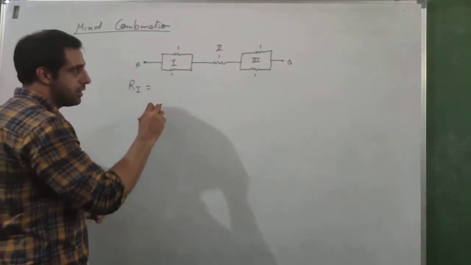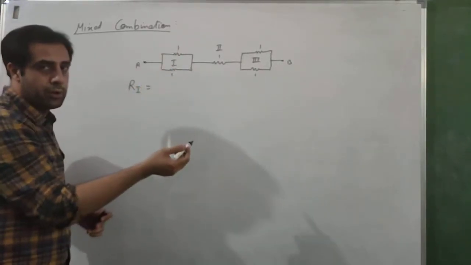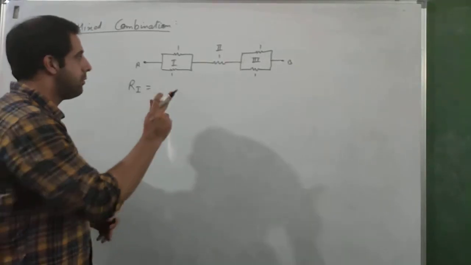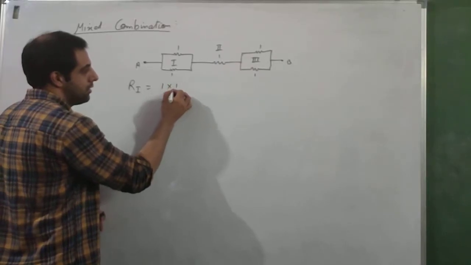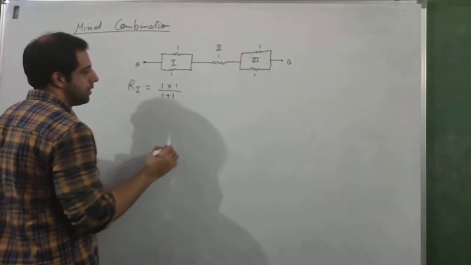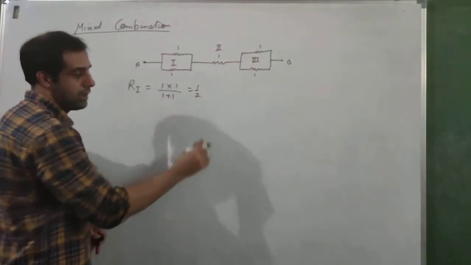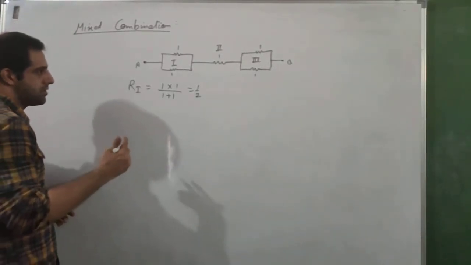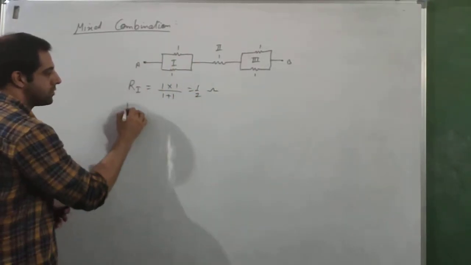Now you do it yourself. I have already given you the formula. It will be 1 upon 1 plus 1 upon 1, that will be equal to 2 upon 1, and then the reciprocal, it will be equal to 1 by 2. Or you can memorize this shortcut. You will get the same answer. Try it yourself, then you will be able to understand it properly. So this is the combination of the first, 1 by 2 ohms.